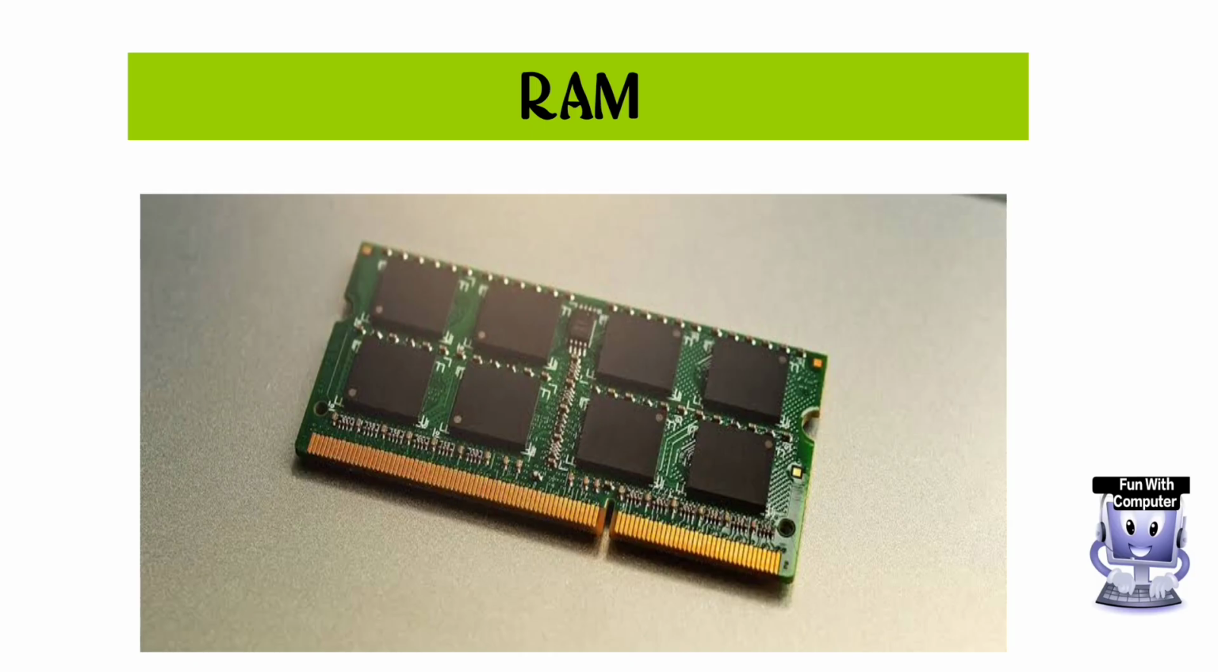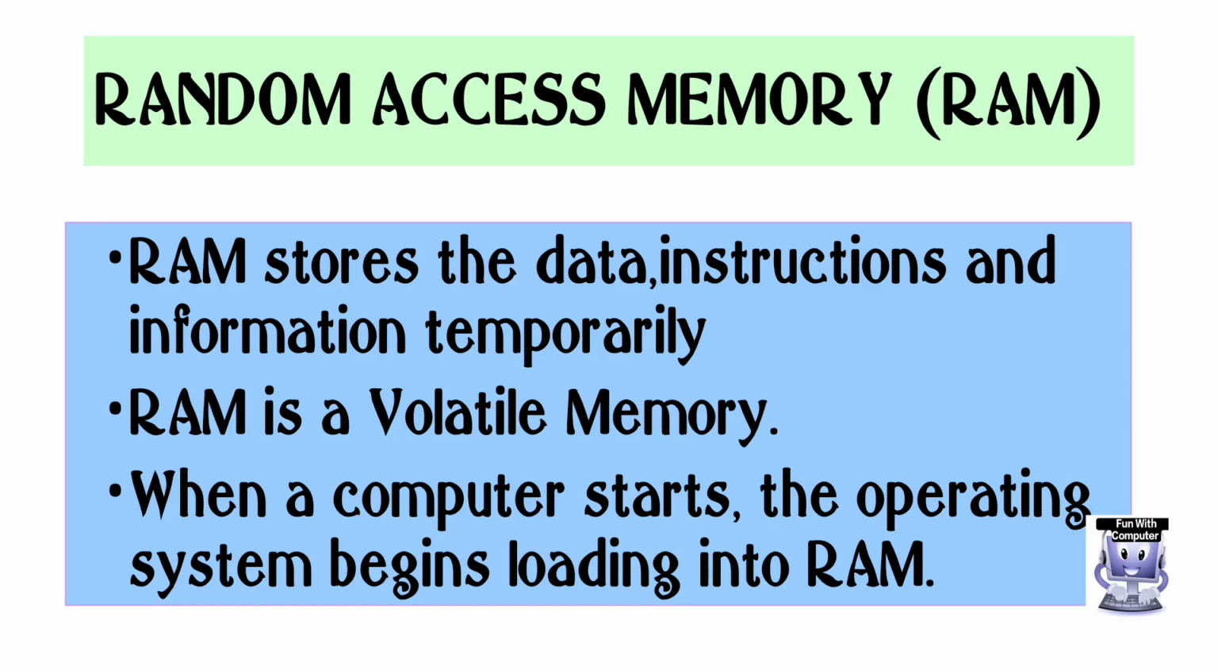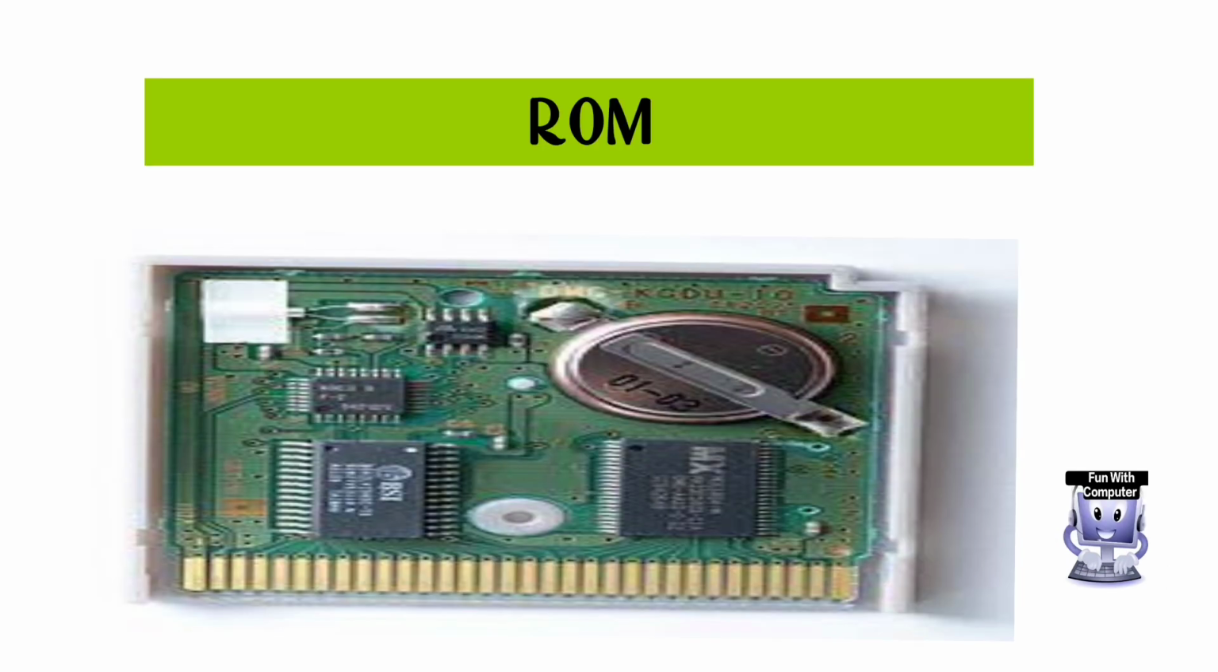First, random access memory. Random access memory or RAM stores the data, instruction and information on temporary basis. When you turn off the computer, the information and data stored in this memory is lost. And when a computer starts, the operating system begins loading into RAM.